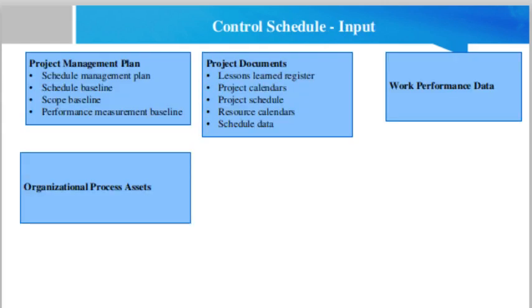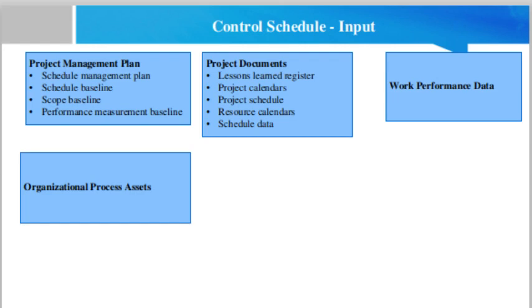Now we shall discuss the inputs for the control schedule process. The inputs are the project management plan, which includes the schedule management plan. The schedule management plan describes the frequency that the schedule will be updated, how reserves will be used, and how the schedule will be controlled. Then the schedule baseline. The schedule baseline is compared with actual results to determine if a change, corrective action, or preventive action is necessary.